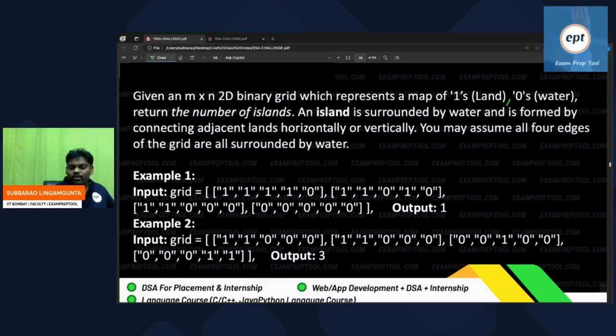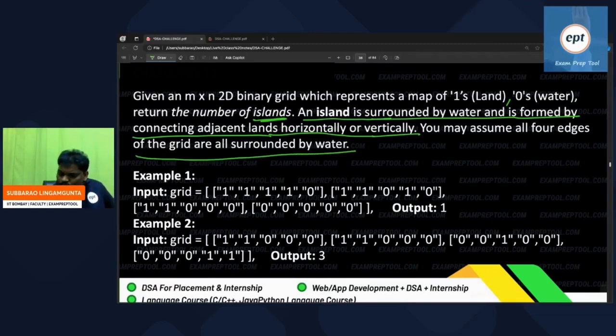Given an m by n 2D binary grid, which represents a map of ones meaning land and zeros meaning water, return the number of islands. It is a way of writing, but the way of reading is islands. An island is surrounded by water and is formed by connecting adjacent lands horizontally or vertically. You can assume all four edges of the grid are surrounded by water.